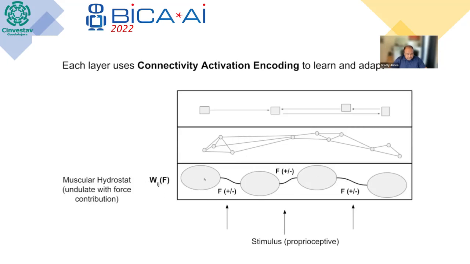And this is W_IJF. This is our encoding here for this activation. So different parts of this are activated, and this is spatially explicit. So we go from one end of the gut to the other.